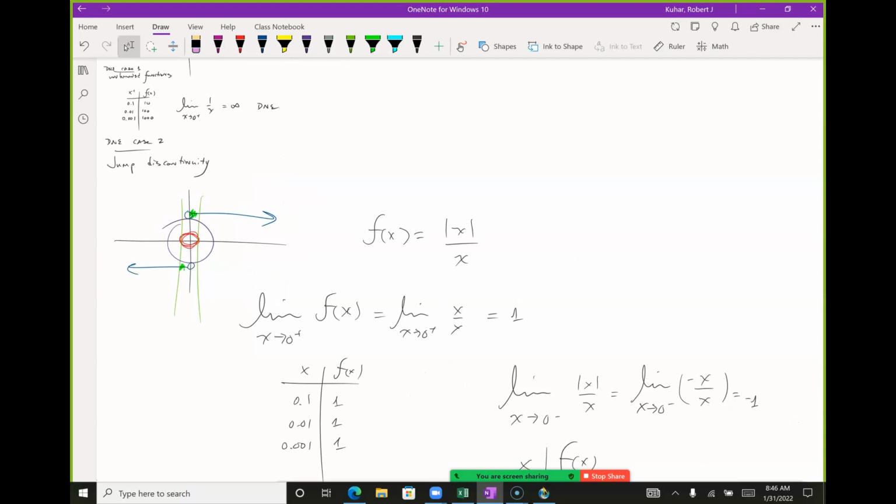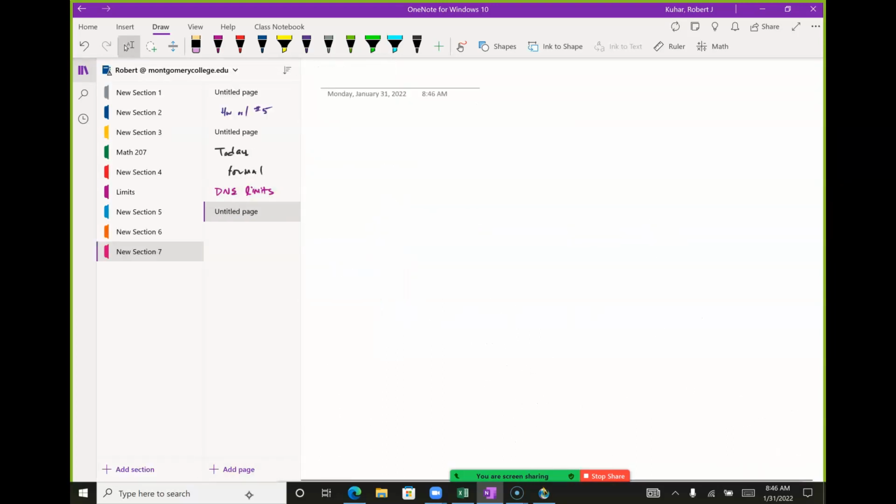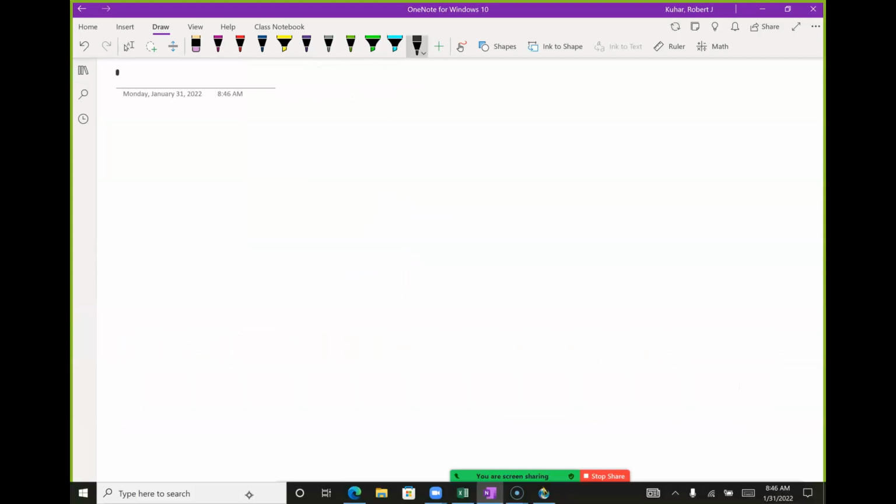The last one is the most interesting, but also easy to see. And again, you're going to be graphing things. We're talking about an oscillation. So let me just jump to a new page because I'm getting a little zoomy here. DNE case 3. An oscillator.